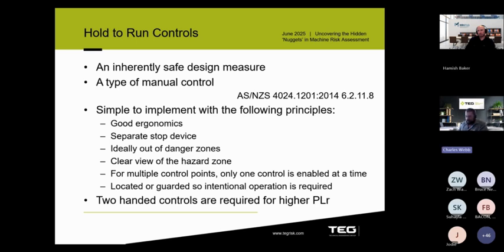And the other thing is we don't want to have the ability for someone to bump it or knock it and start the machine up. So it has to be guarded in some way, so that you must do a physical action to press the button. Once you put all those principles together, you can put a manual control point with hold to run control outside the hazard zone, and with a clear view of what you're controlling, and the problem's now been solved.